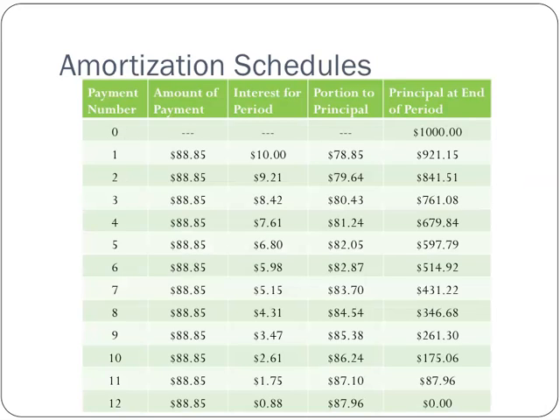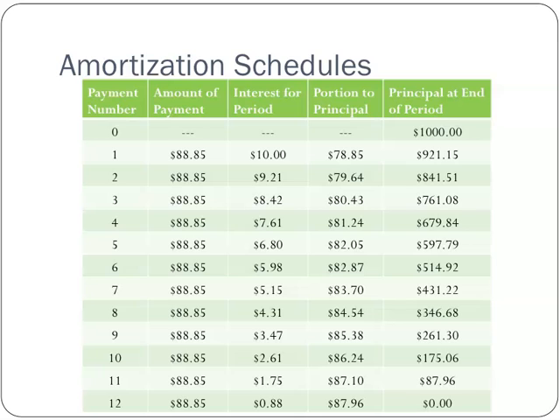So here's an example of an amortization schedule. You can see across the top we have the payment number, the amount of the payment, the interest for the period, the portion to the principal, and the principal at the end of the period. It looks like we're starting off with the principal amount, which is $1,000 that's being paid off. Under amount of payment, those are all equal payments. But under interest for the period and the portion to the principal, the amounts are different. So this is a breakdown of that 88.85.